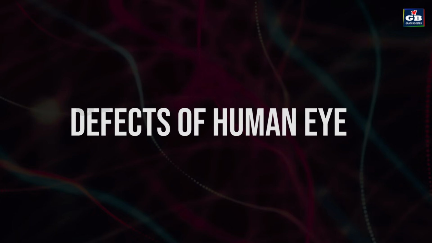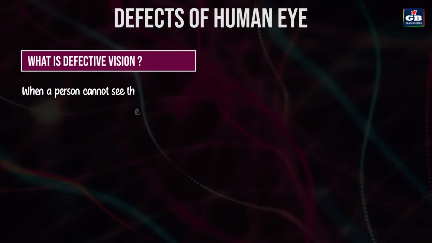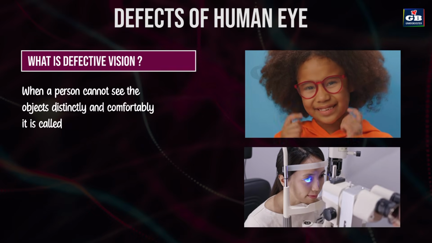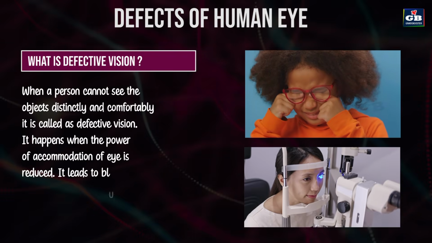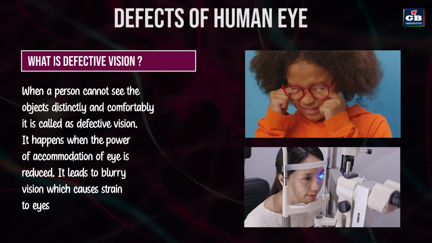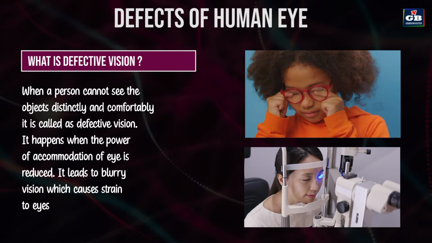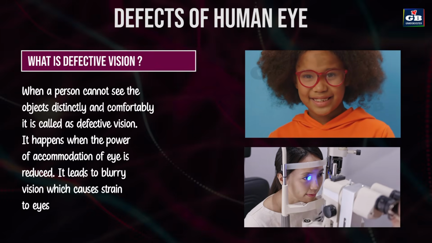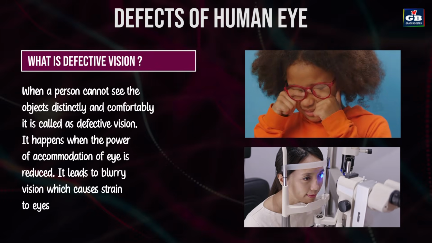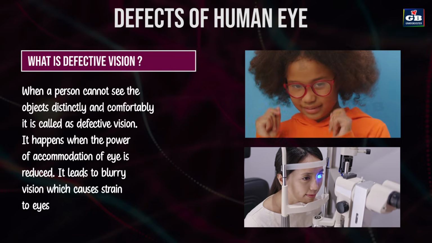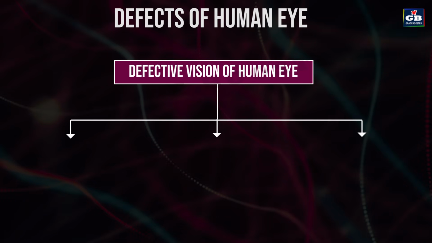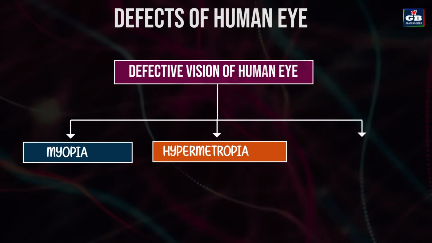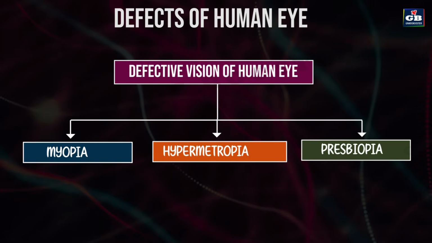Defects of human eye. What is defective vision? When a person cannot see the objects clearly and comfortably, it is called defective vision. It happens when the power of accommodation of the eye is reduced. It leads to blurry vision which causes strain to the eyes. The defective vision of the human eye is mainly of three types: 1. Myopia, 2. Hypermetropia, and 3. Presbyopia.